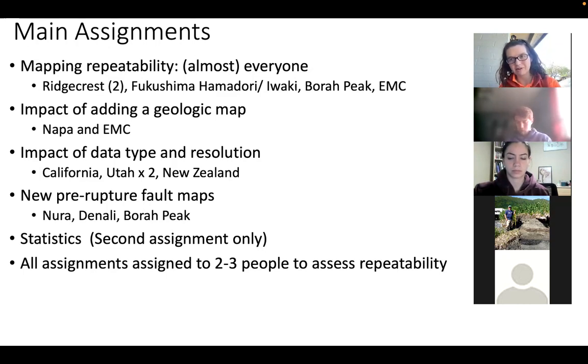And then two people who indicated really strong excitement for statistics in the second semester, or second part of the assignment, will be looking at statistics. All right, are there any kind of big picture questions on these?